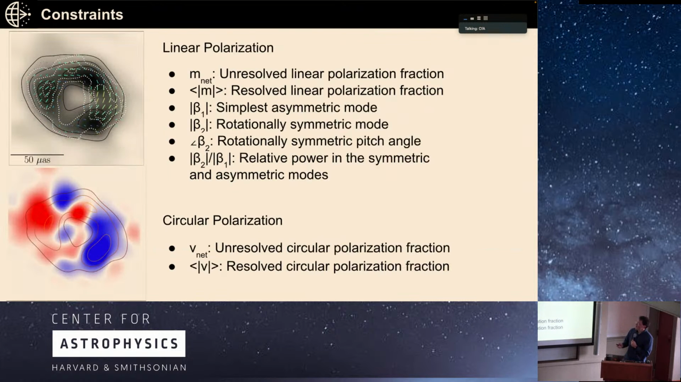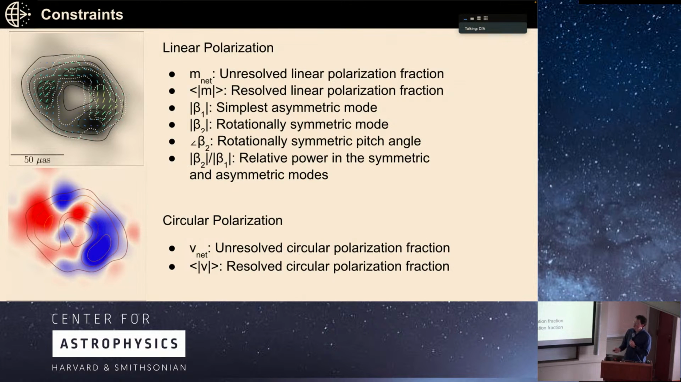And then our constraints, as Freek already showed us a few slides ago, let me just remind you that we're comparing each of our models to these 8 constraints, which are the unresolved and resolved linear polarization fraction, and then these beta modes, which tell you about the structure of the polarization. And in particular, the one that's going to be important and tricky to interpret is the phase of beta 2, which essentially tells you the pitch angle of the polarization ticks on a ring. So we'll look at this in more detail in just a minute.